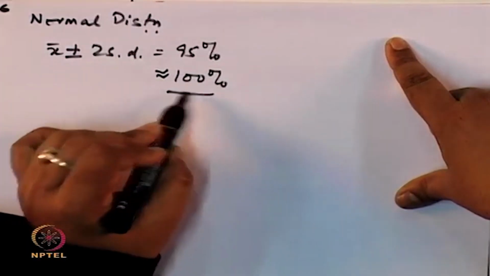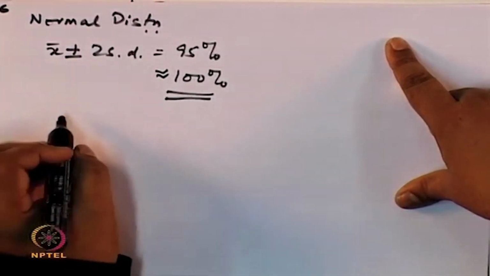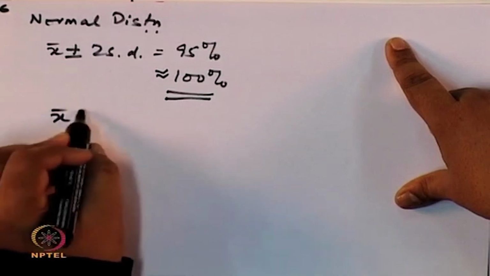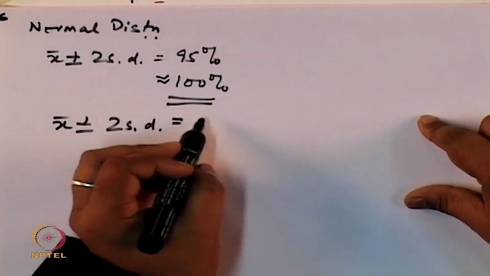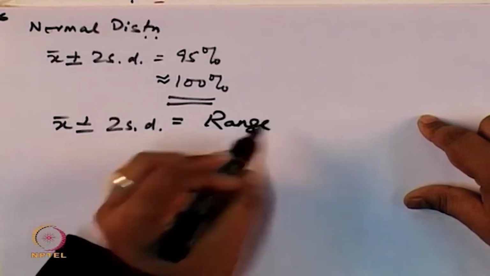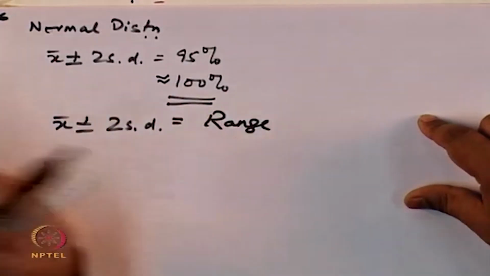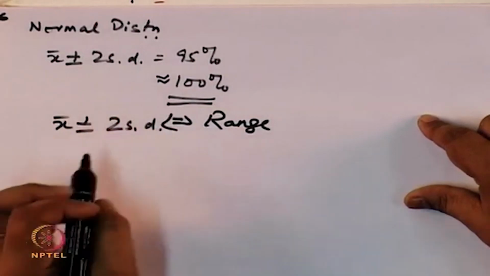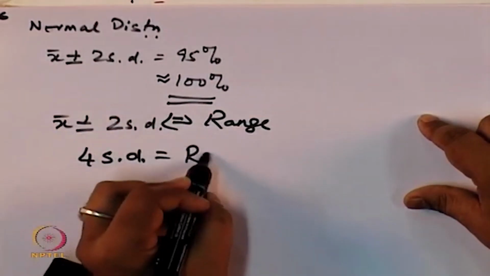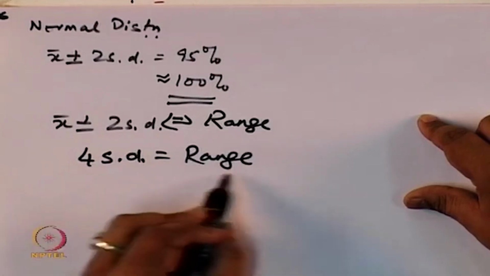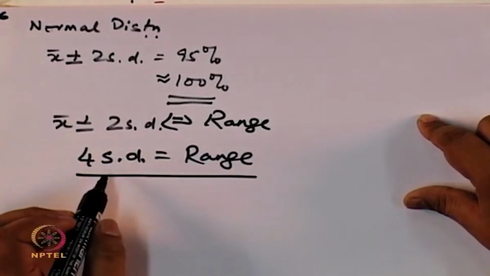If this is 100% of the data, then x bar plus minus 2 standard deviations will simply be equal to the range. The range gives me the 2 extremes. So this would mean that roughly 4 standard deviations is equal to the range. That is a very easy way to test.